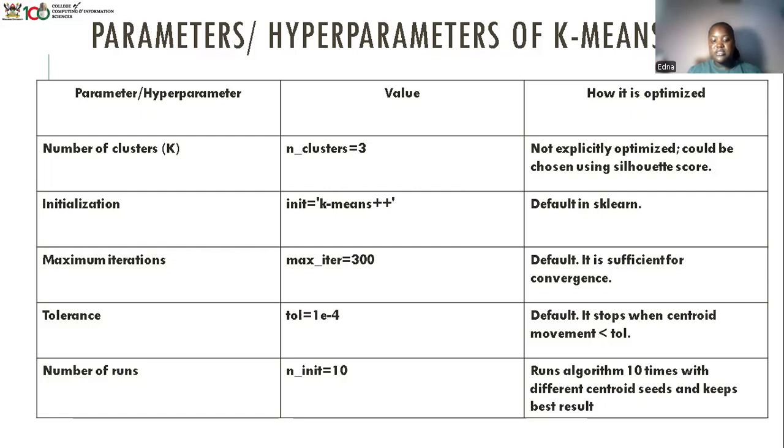Our tolerance is 1e-4, which stops execution once centroid movement becomes negligible. And for our number of runs, n_init equals 10, which means that our algorithm runs 10 times from different random seeds and keeps the best outcome.